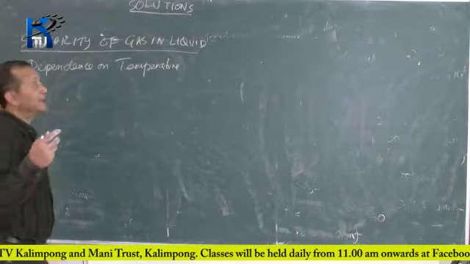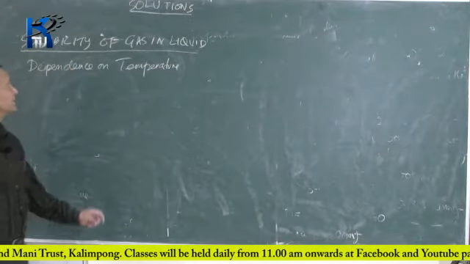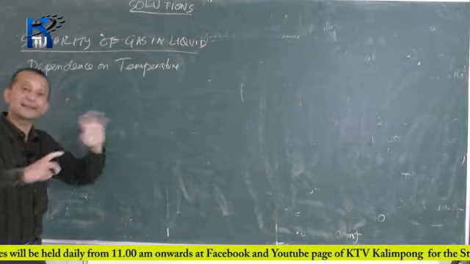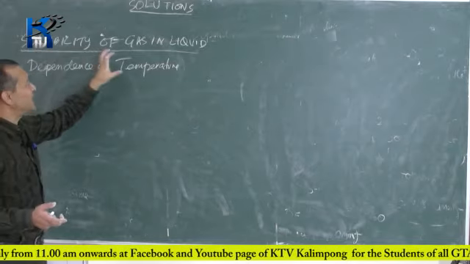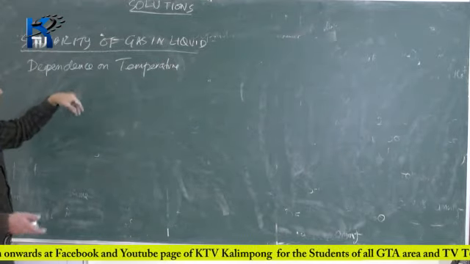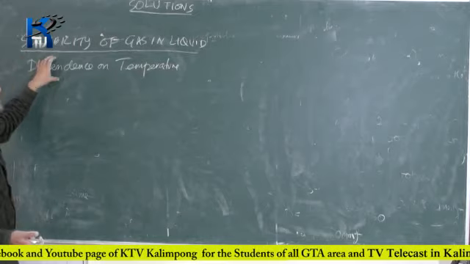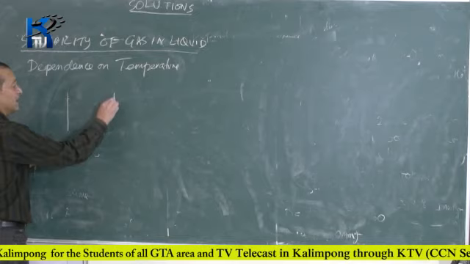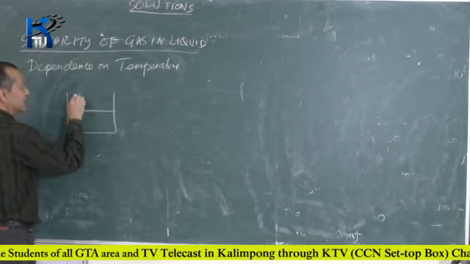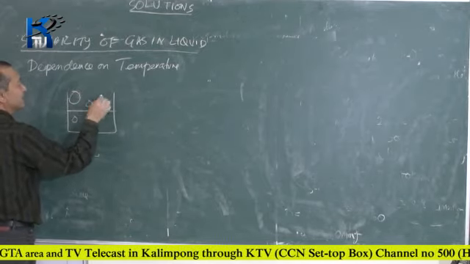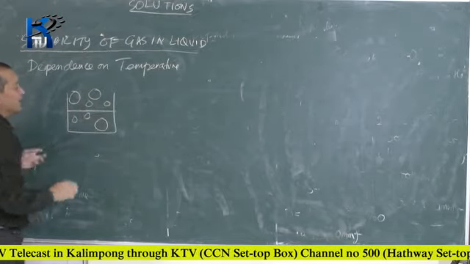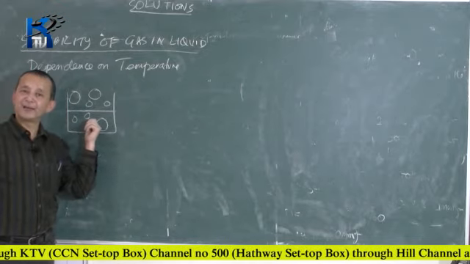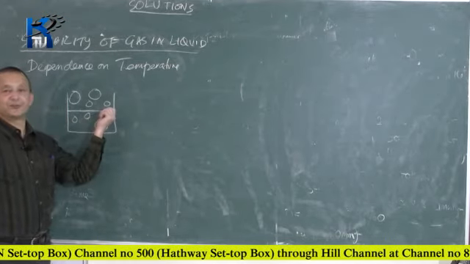This is the last topic that I will take up in today's lecture: again, the solubility of a gas in a liquid. We are studying the different factors on which the solubility of a gas depends. The next and the last factor is the dependence on temperature. Whenever a gas is dissolved in a liquid, how much of the gas has dissolved depends upon the temperature of the liquid also.